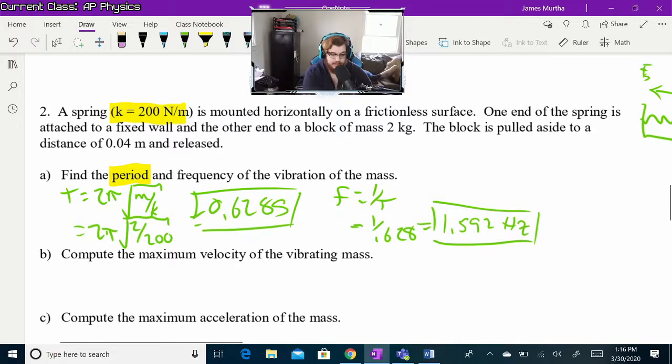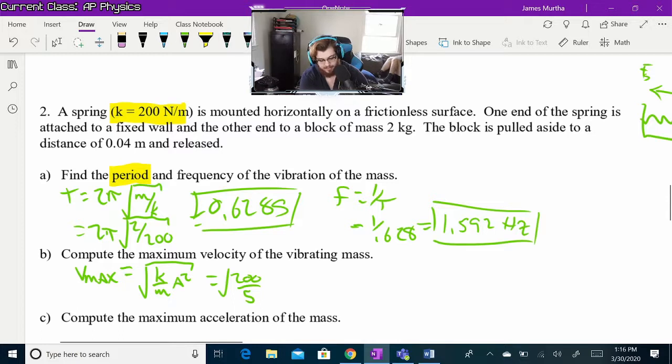Now we're asked to find the maximum velocity. Again, this is really easy. We just do the same thing we did on the other side. Vmax is equal to the square root of K over M times A squared. And so what we do is we just plug and chug. We take the square root of 200 divided by, nope, it's divided by 2. I lied. 5 was the last one. Then we have to multiply that by our amplitude.